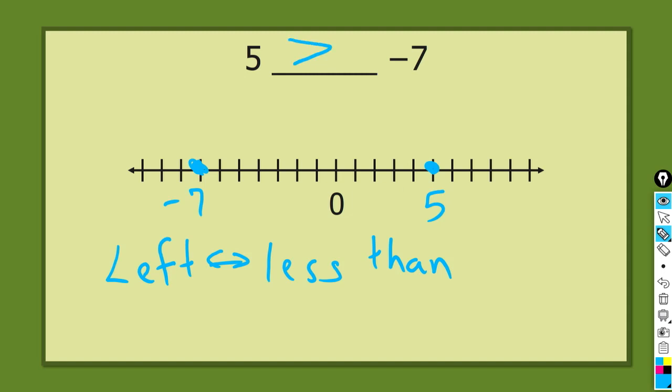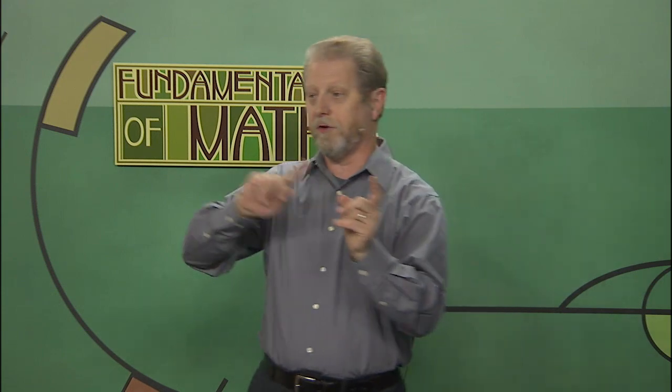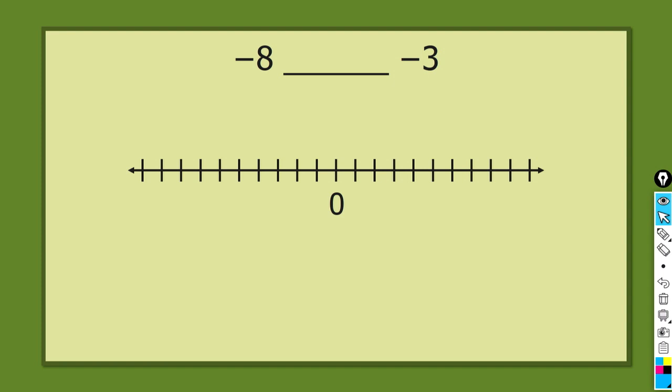Now, any time you have a positive and a negative, the positive is always going to be greater. That's obvious, because the positive is to the right of 0, the negative is to the left of 0, so the negative is going to be less than, the positive is going to be greater. But what do you do when you have this one where they're both negative? Okay, I have negative 1, 2, 3, 4, 5, 6, 7, 8.